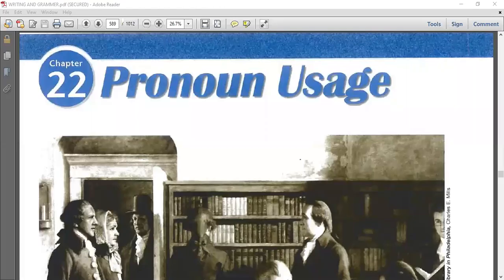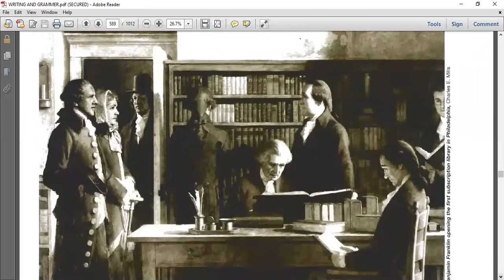Chapter 22, pronoun usage. Okay, no problem. So, chapter 22 is about pronouns. You know, in English, we have 7 pronouns: I, he, she, it, we, you, and they. And these pronouns, like nouns, have 3 cases.